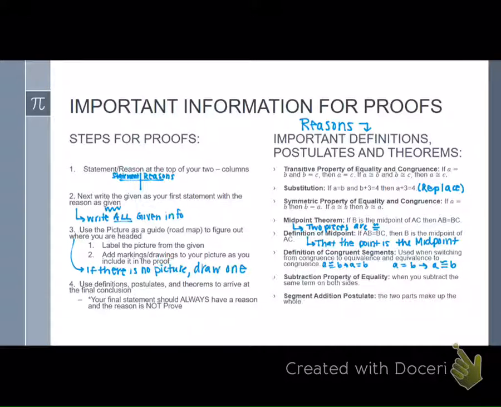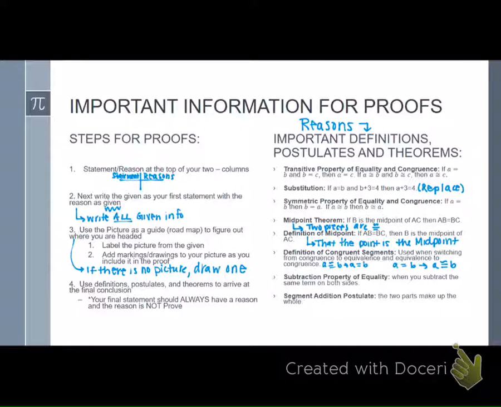This is A is congruent to B, and then there's an arrow. It can be turned to A equals B, or A equals B, arrow, A congruent to B.